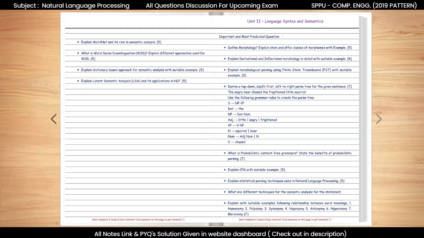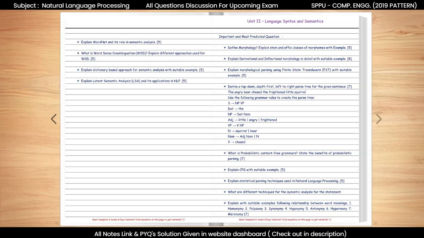Probabilistic context-free grammar assigns probabilities to grammar rules. These probabilities help choose the most likely parse when multiple parses are possible. The benefit of probabilistic parsing is that it handles ambiguity better by selecting the most probable structure based on language usage patterns.